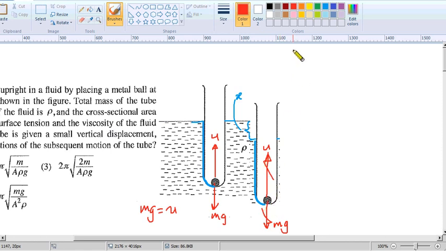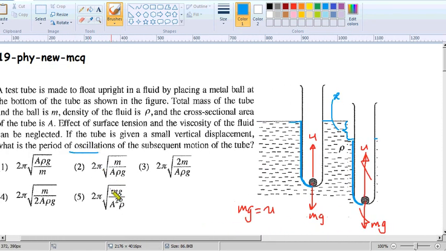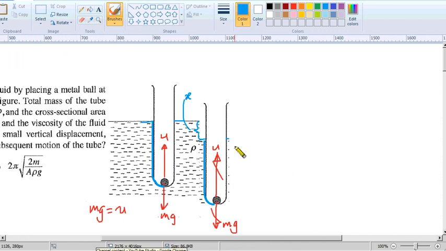So there must be a resultant force to oscillate. In this question they ask the period of oscillations. To oscillate up and down, there must be a resultant force or excess force, because you know the equation a equals minus omega squared x. This one is the x, the displacement that we should substitute.